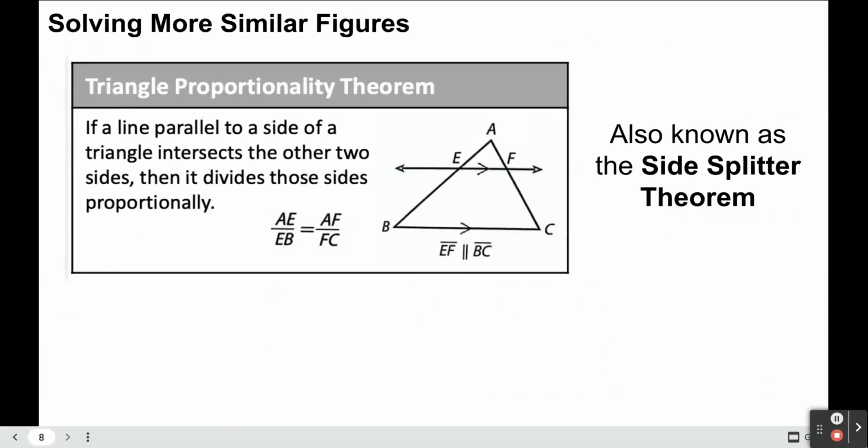So when working with similar figures, we have learned that the corresponding angles are congruent and the corresponding sides are proportional. But also, if we have a line that intersects the triangle and it's parallel to the third side of the triangle, then it does divide those sides proportionally, and we can set up and solve a proportion. This is the triangle proportionality theorem, also known as the side splitter theorem.